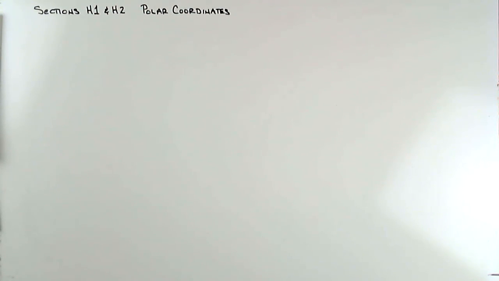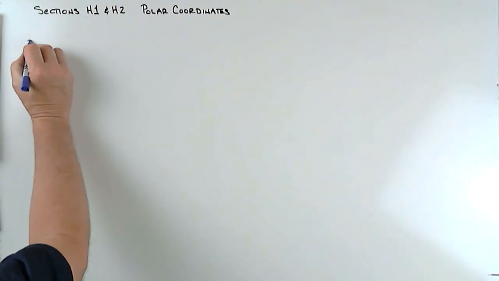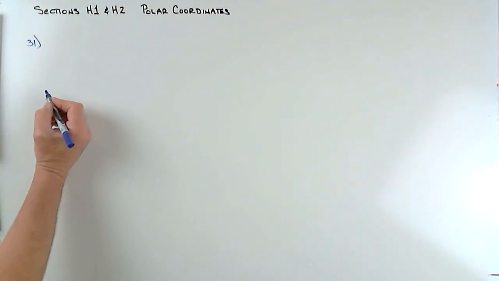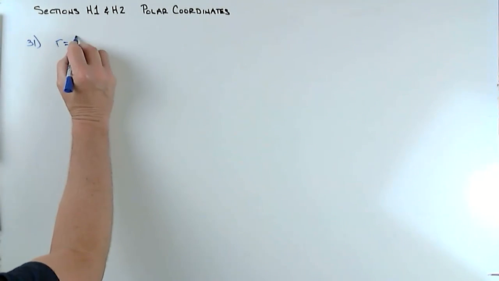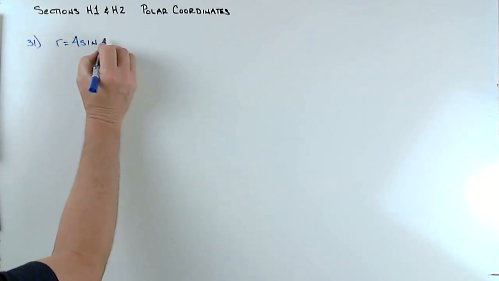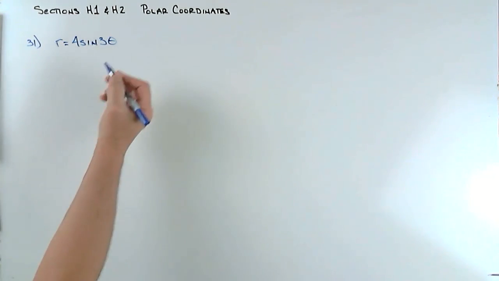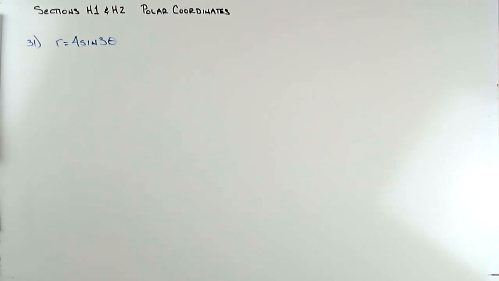If we look at, we'll look at 31. All right, we'll look at problem 31. Problem 31 says r is equal to 4 sine of 3 theta. And they want us to sketch this curve with this given polar equation.